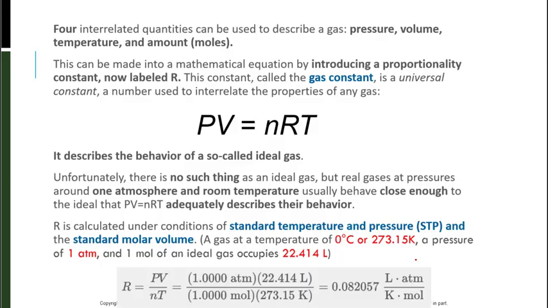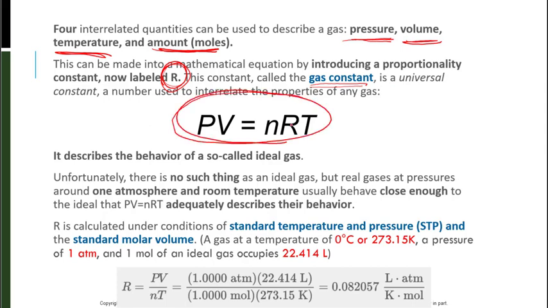Four interrelated quantities can be used to describe a gas. This is a review from the last couple sections: pressure, volume, temperature, and the amount of gas in moles. This can be made into a mathematical equation by introducing a proportionality constant, now labeled R. This constant, called the gas constant, is a universal constant, a number that's used to interrelate the properties of any gas. Here is our ideal gas law equation, PV equals nRT.